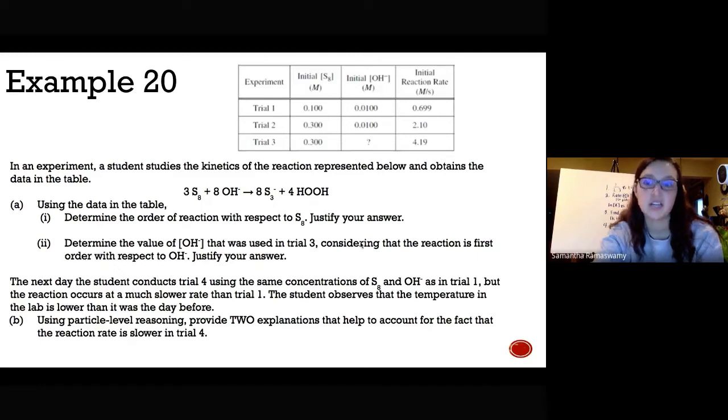It says considering that the reaction is first order, so they're actually telling us what the order of OH minus is. And then it wants us to justify our answer. Part B says that the next day, using the same concentrations, the reaction occurs at a much slower rate. The student observes that the temperature is lower, and so provide 2 explanations that help to account for the fact that the rate was slower.